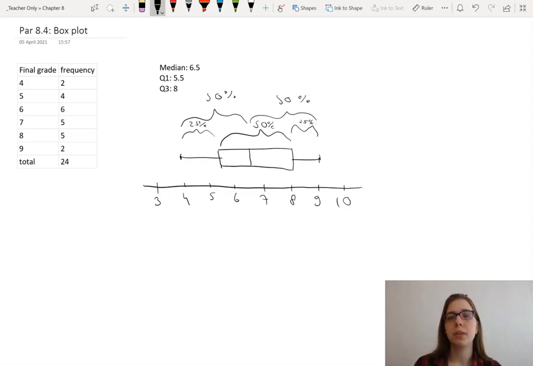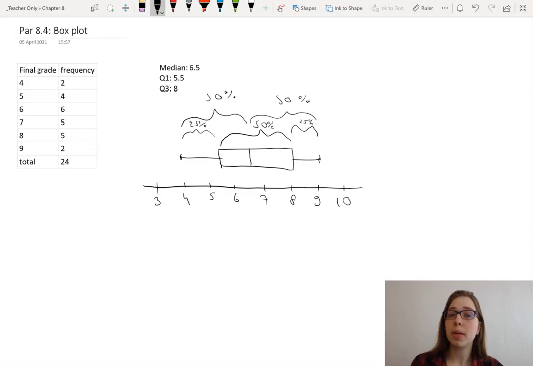It tells you where the middle half is. It tells you that half of your values are between 5.5 and 8. And that is the logic that you will often be using with your box plots.